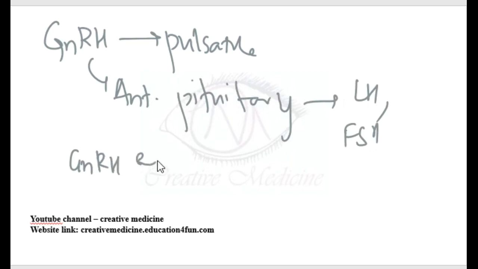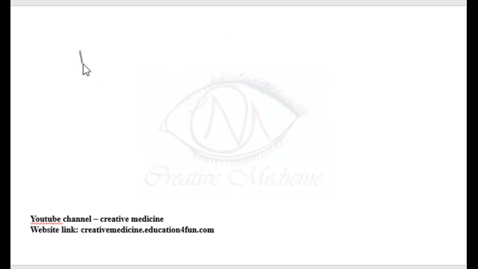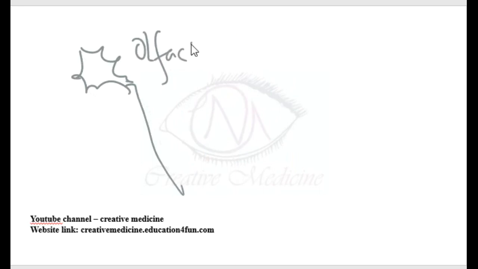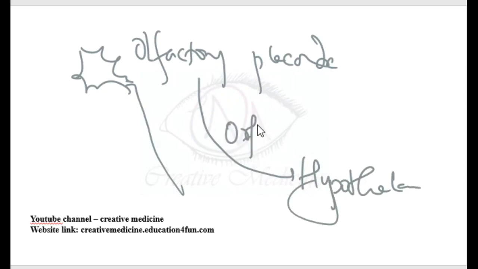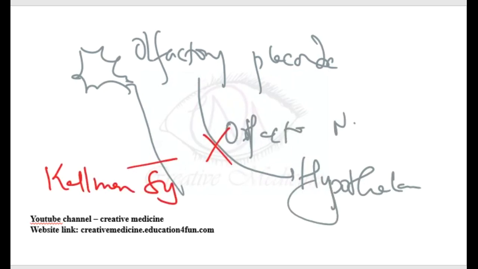The neurons which release gonadotropin releasing hormone are derived from olfactory placode. Then these neurons migrate from the olfactory placode to the hypothalamus in close association with olfactory nerve. So if there is any defect in the neuronal migration, it results in Kallmann syndrome. Decreased gonadotropin releasing hormone with anosmia are the clinical features of Kallmann syndrome.